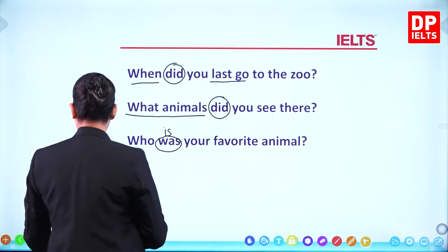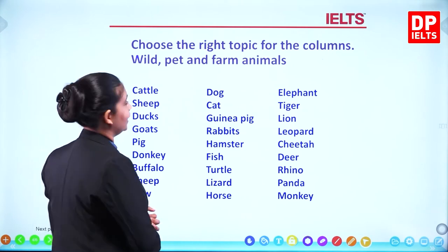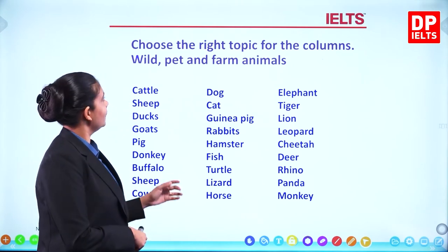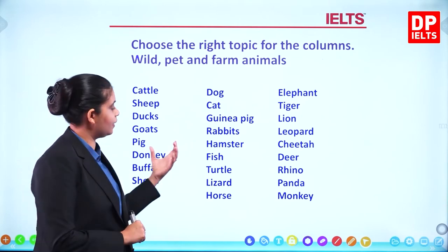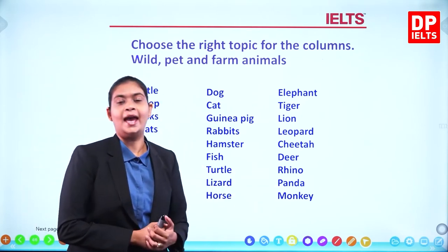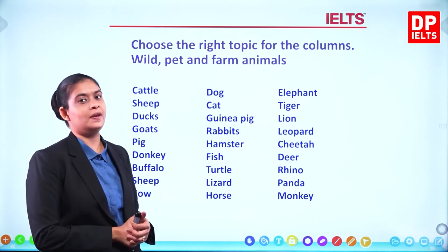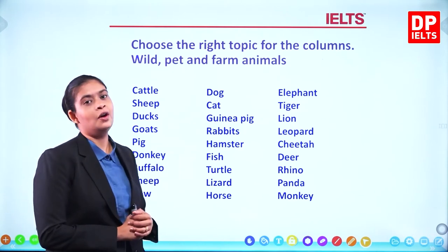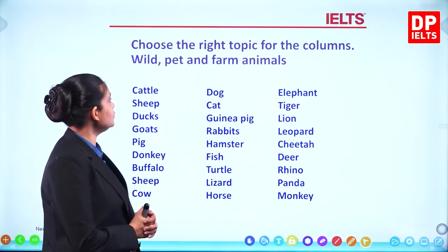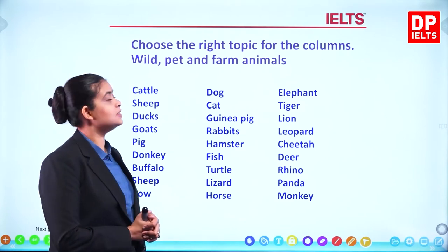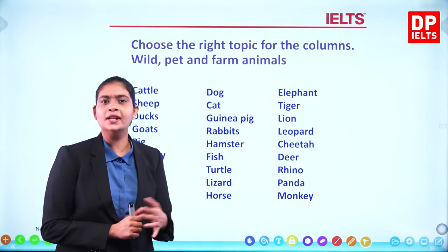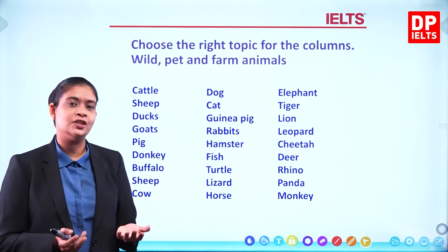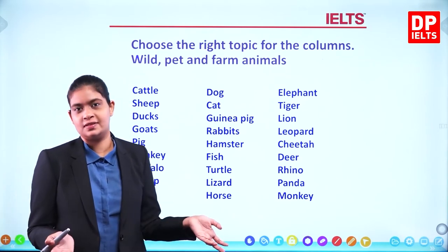Right, moving on, let us have a look at a little activity, okay? Choose the right topic for the columns. So you have 3 columns here, and there are 3 topics which we need to put into the proper column. The first one is wild animals, pets, and farm animals. So the wild animals are the animals that actually are outside, like in the forests, okay?